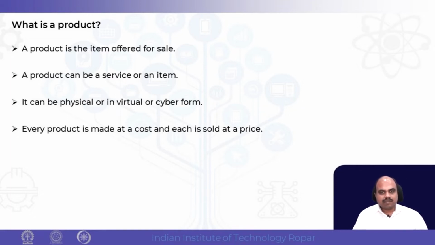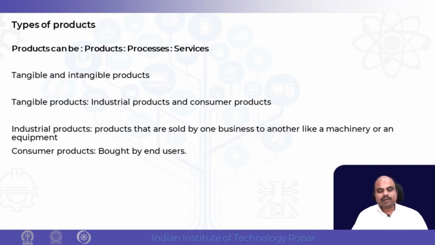Each product has a cost, which is used to manufacture the product, and there is a price, which is the price at which the product is being sold. What are the different kinds of products? Products can be tangible products and intangible products also. What are tangible products? Tangible products are those which you can feel and touch, and intangible products are those which you cannot.